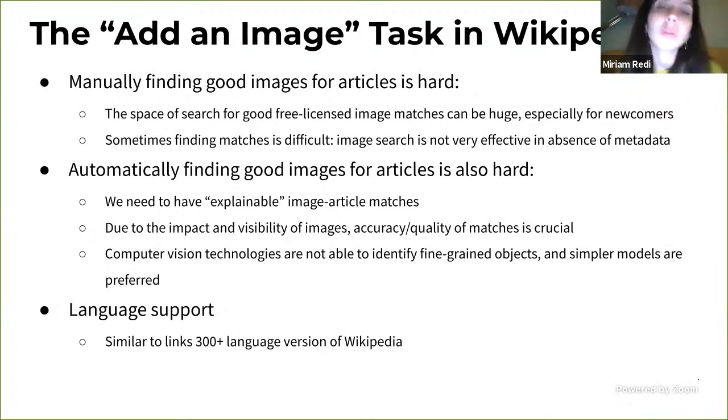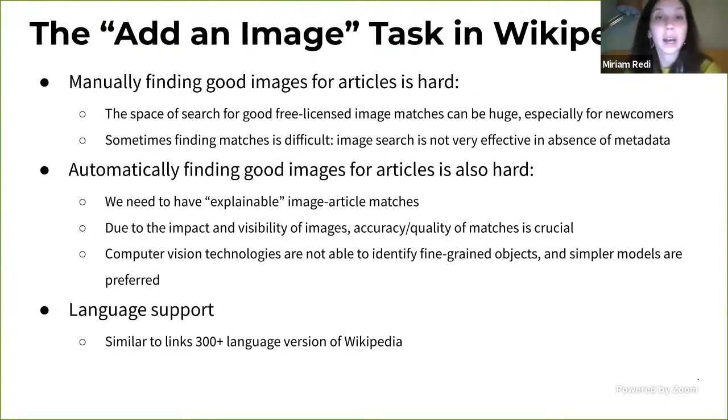for images, but also because if we want to incorporate this into a structured task, there are a few requirements that are extremely important for the algorithm to be used. First, we need to have explainable image article matches. This means that when we generate a recommendation, we also want to provide an explanation for why the image is a good match for an article. And then images are extremely visible in articles, and the power of images is huge. And so having accurate matches is crucial in order to make sure that this important part of the content is of high quality.